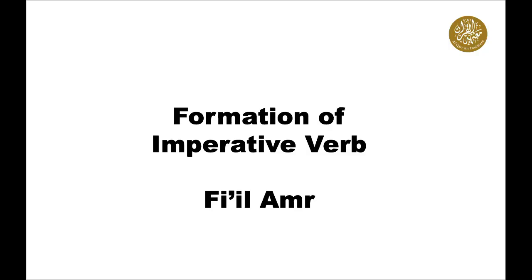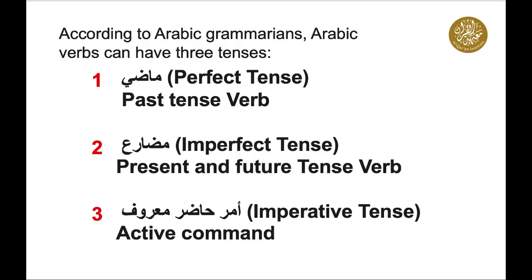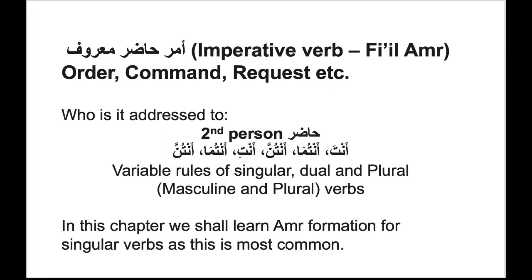Jazakallahu khairan. Today we shall learn about Amr formation for imperfect verbs, inshallah. According to Arabic grammarians, Arabic verbs can have three tenses. Number one, Madi, perfect tense for past tense verbs. Number two, Mudari', imperfect tense for present and future tense verbs. Number three, Amr Hadir Ma'ruf, the imperative verb, fi'l Amr. It is used to make an order, command, request, etc.